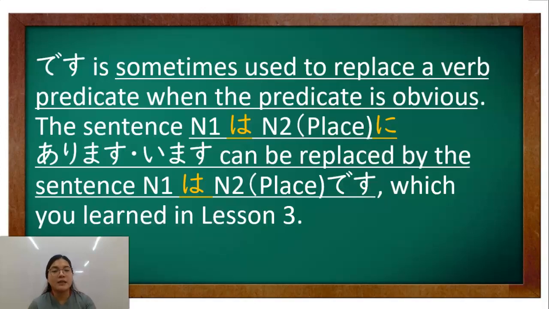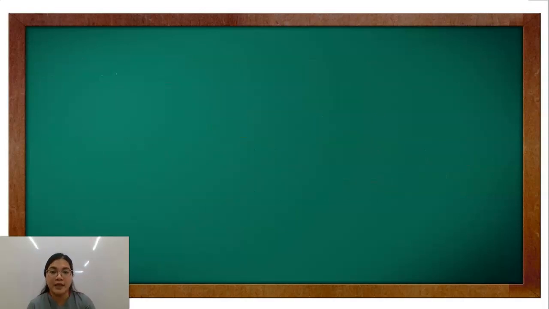But this is sometimes used to replace a verb predicate when the predicate is obvious. Okay? So the sentence noun 1 wa, noun 2 place ni arimasu, imasu, can be replaced by the sentence noun 1 wa, noun 2 place desu, which you learned in lesson 3. So as you can remember, pwede natin gamitin to identify or para sabihin kung nasaan si noun 1 by using the noun 1 wa, noun 2 place desu.